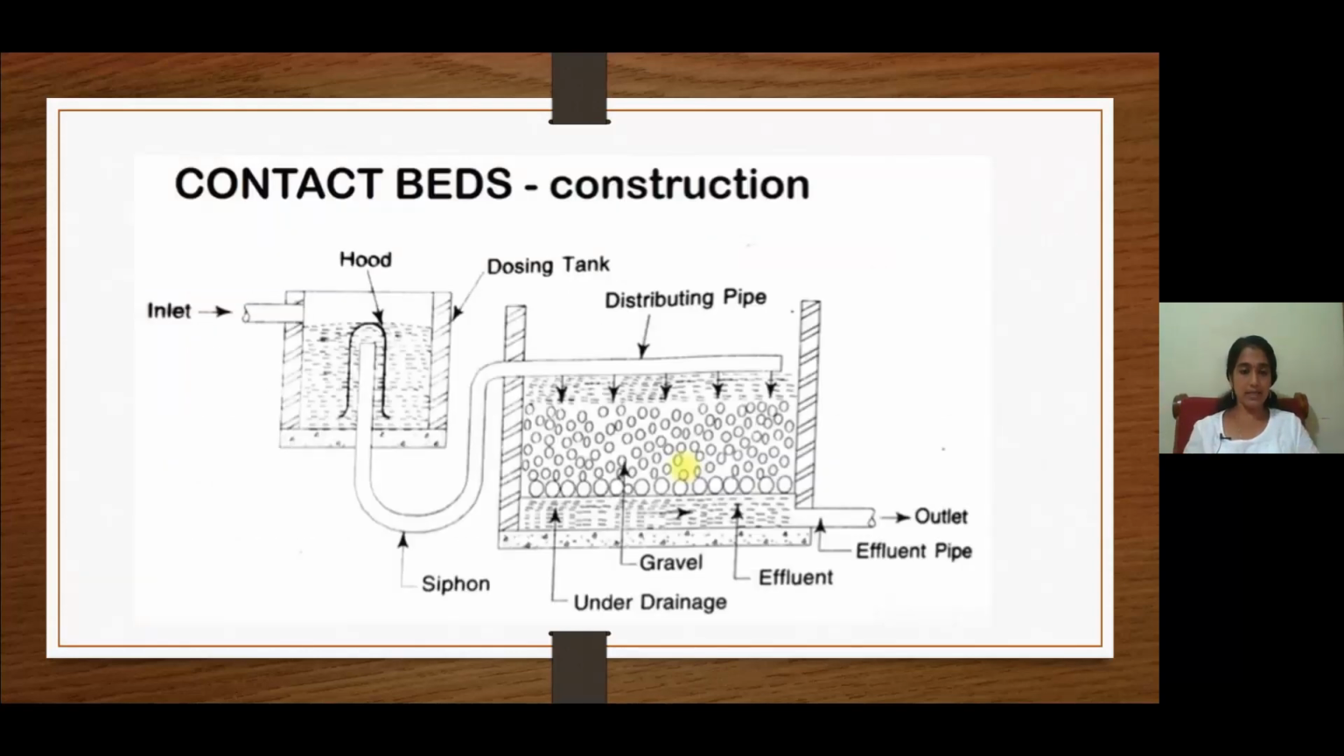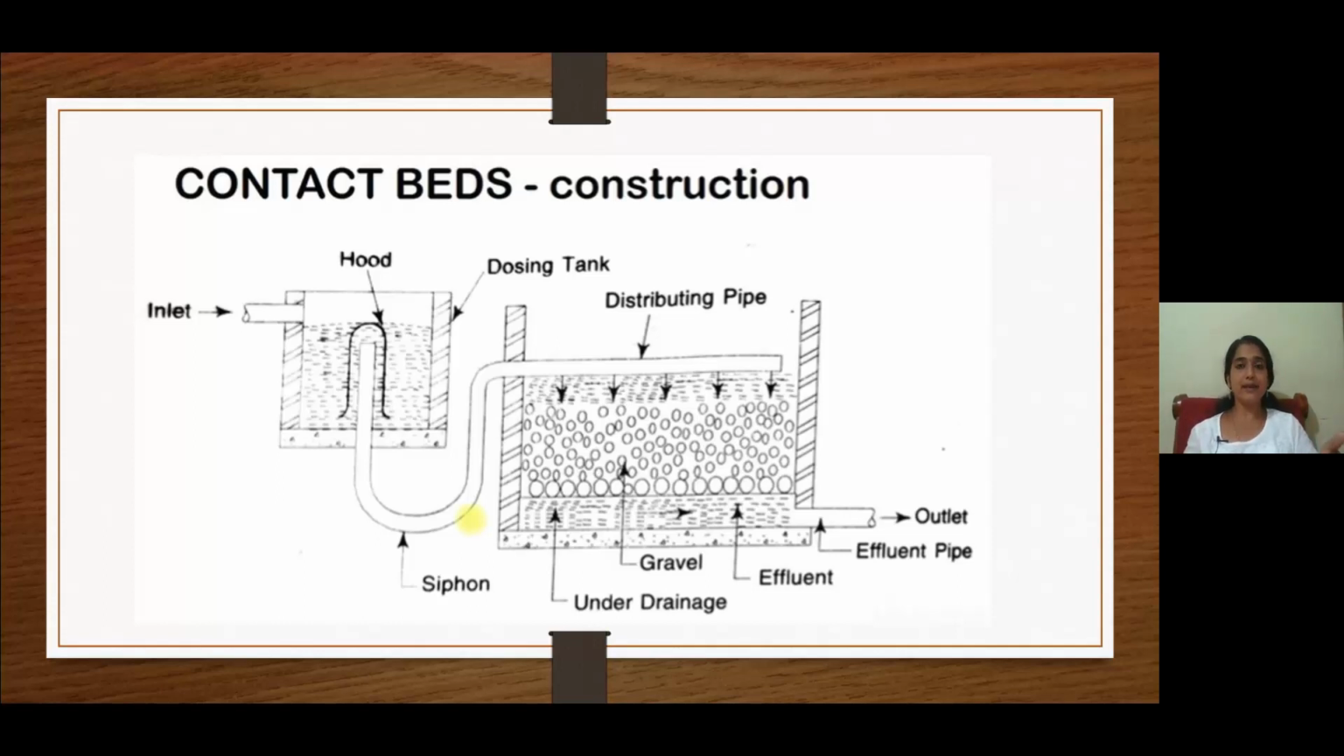This is the schematic representation of a contact bed. First, you can see a dosing tank that is provided for distributing the sewage water after the primary treatment process into the filtration media. The dosing tank is provided with a hood and a siphon system in order to distribute the water uniformly in the filter media. And this filter media and the filtration tank are provided below the ground level.